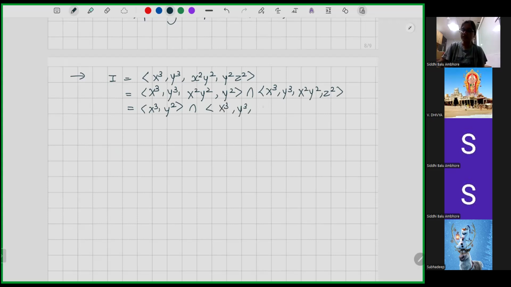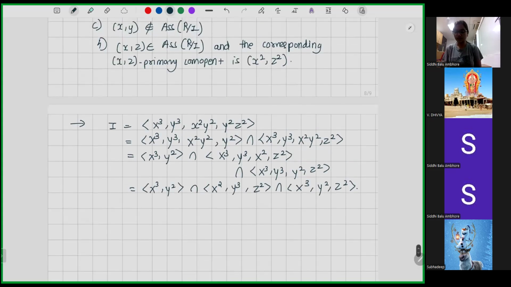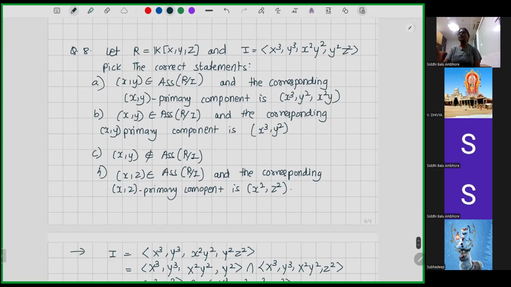And we now split this element (x², z²) intersection (x³, y³, y², z²). Let me write it below, (x³, y³, y², z²). So this is (x³, y²) intersection. Please let me know if there are any errors in this. Since x² divides x³, it becomes (x², y³, z²) intersection. Again, y² divides y³, (x², x³y², z²). So these are the three primary components which we have. So what can you say about this? Which of the statements are correct then here?